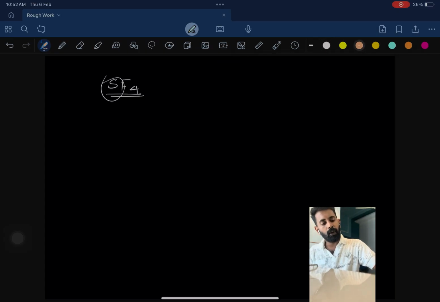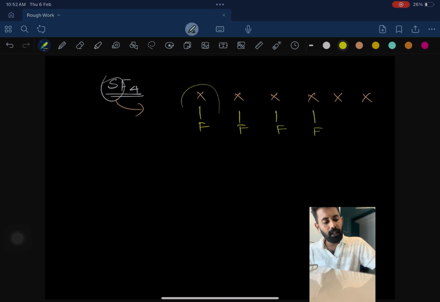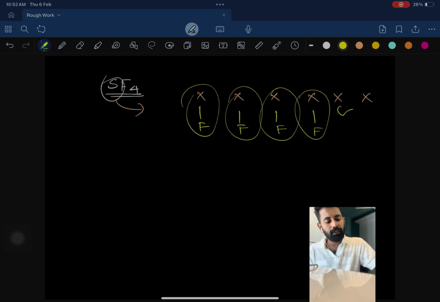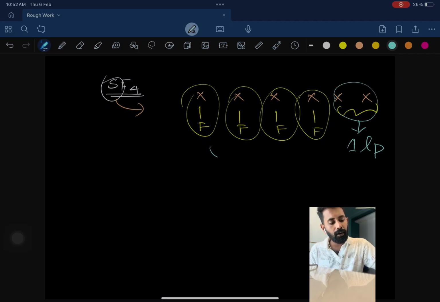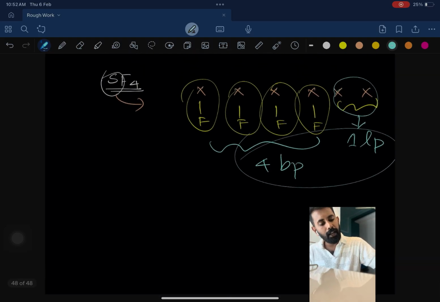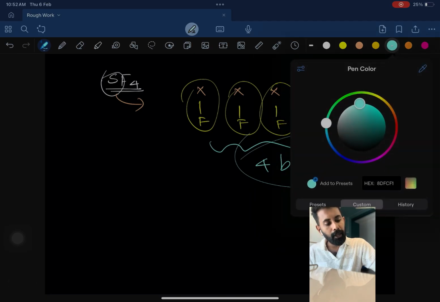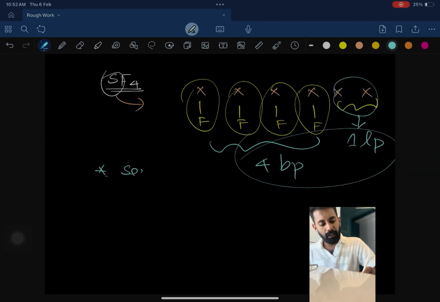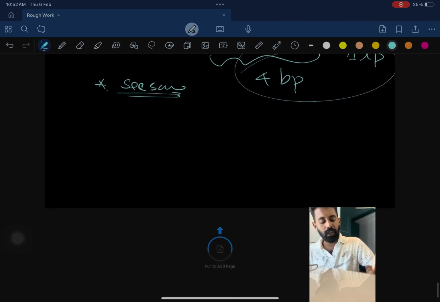So let's take another example, that is SF4. The sulfur will be the central atom. Sulfur has 6 valence electrons in the outermost shell. Out of these 6, 4 are shared with fluorine, which means there are 4 bond pairs, and 2 electrons left. 2 electrons left means 1 lone pair and 4 bond pairs. So if there are 4 bond pairs and 1 lone pair, we know that the structure will be seesaw shape. That's it.